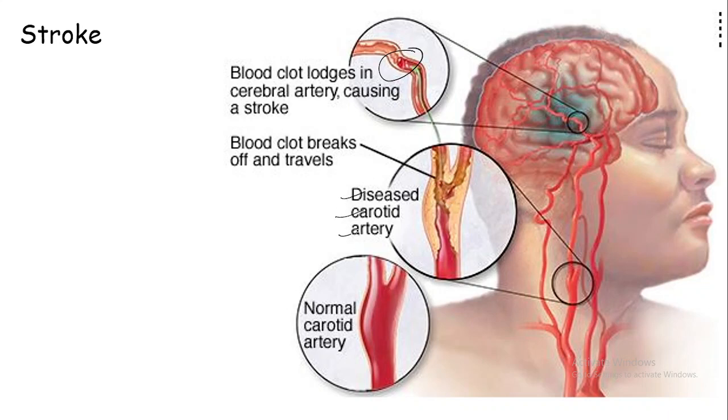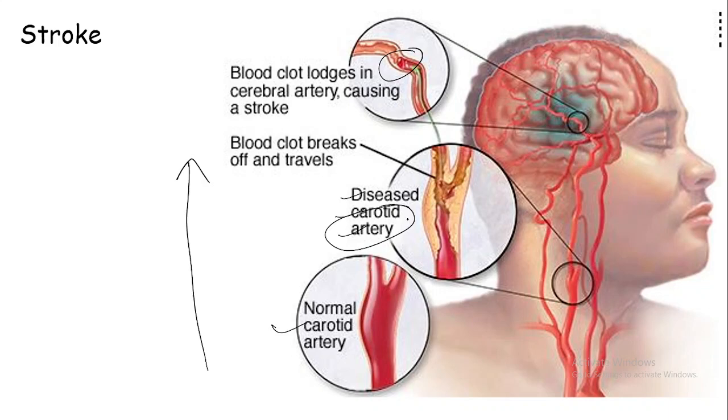Diseased carotid artery. The carotid artery is the artery which supplies blood to the neck, the face and the head region. It is present in the neck region and supplies blood to the parts above. Normal carotid artery, the order should have been from this side. Let's look at that once again. The normal carotid artery carries oxygenated blood from the heart to the neck region and the face, head, brain and all the parts located there.